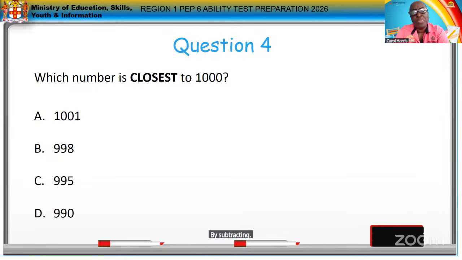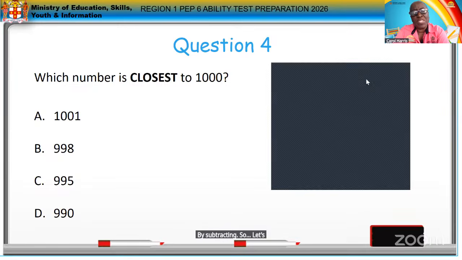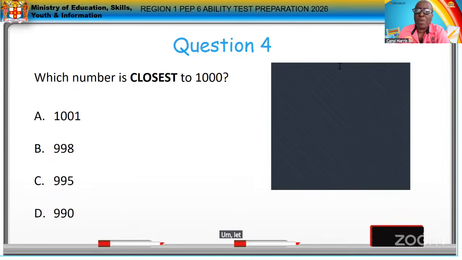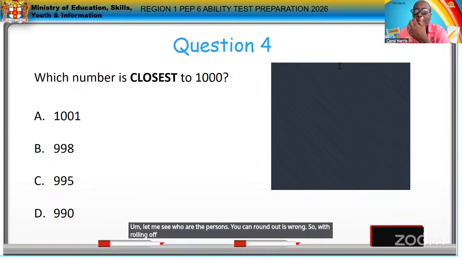So let's take that rounding off discussion a little before we move on. Let me see who the persons are. You can round off. Does rounding off help us in this case? I could round off, yes. Let me hear who was the first person who came with rounding off.